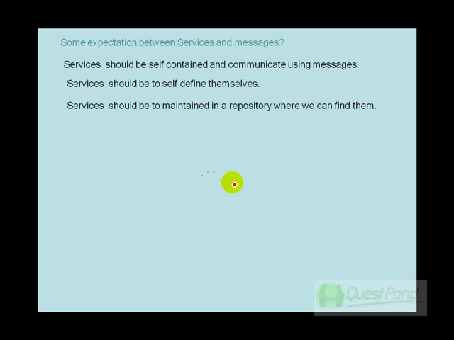So services should be self-explanatory. Services should be maintained in a repository where we can find them. If your organization has 10 or 15 services, you can put them into one centralized location where anybody can come and find them. Any program, any application can come, find them, use them, and serve their purpose.